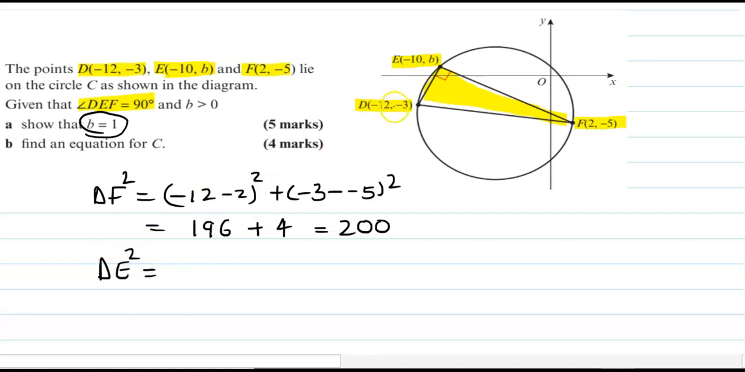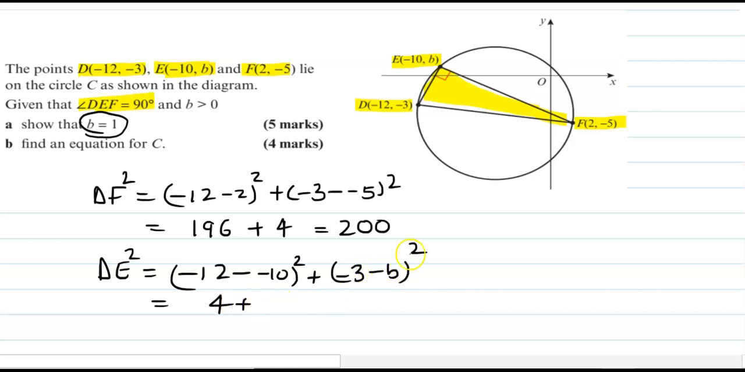DE square will be minus 12 minus minus 10 square, and then minus 3 minus b whole square. So this will be minus 12 and it will be plus 10. Minus 12 plus 10 is minus 2. Minus 2 square is 4, and this is minus 3 minus b square.